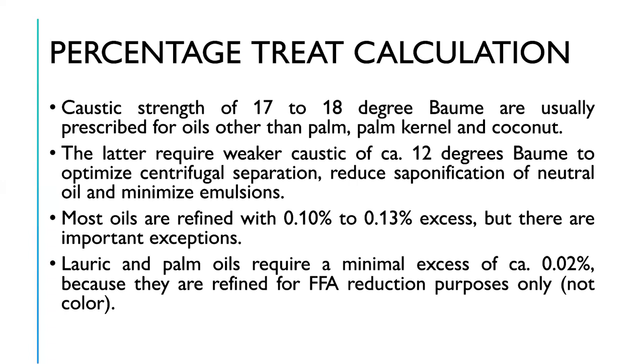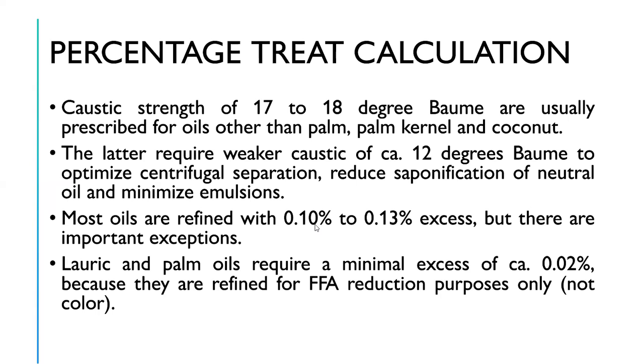So the way you calculate how much volume or how much mass of the alkaline solution, we use a formula known as percentage treat calculation. A caustic strength of 17 to 18 degrees Baumé is usually prescribed for oils other than palm, palm kernel and coconut, and obviously other than cotton. For canola, for example, we are safe with 17 to 18 degrees Baumé. But palm kernel and coconut will require a weaker caustic of about 12 degrees Baumé to optimize centrifugal separation, reduce saponification of neutral oil, and minimize emulsions. So it requires a more dilute alkaline solution.